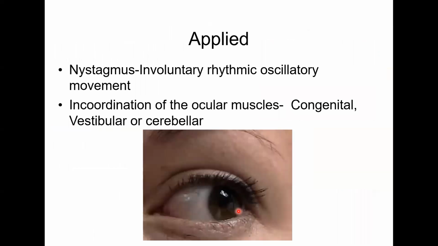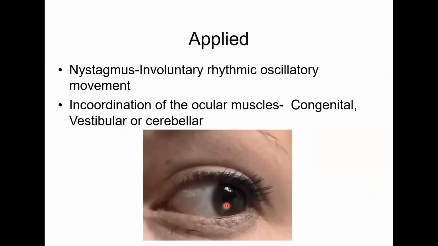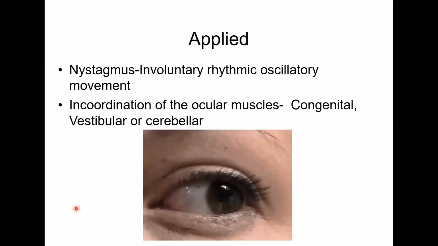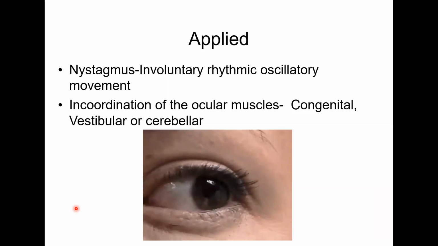The other condition which can be associated is nystagmus. In nystagmus, there are involuntary and rhythmic oscillatory movements of the eyeball. These oscillatory movements are due to incoordination of the ocular muscles. The cause can be congenital, vestibular, or cerebellar. As we see in this picture, there is a rhythmic and oscillatory but involuntary movement of the eyeball, and the cause is either congenital, vestibular, or cerebellar. So that is about the movements of the extraocular muscles and the diseases related to them.